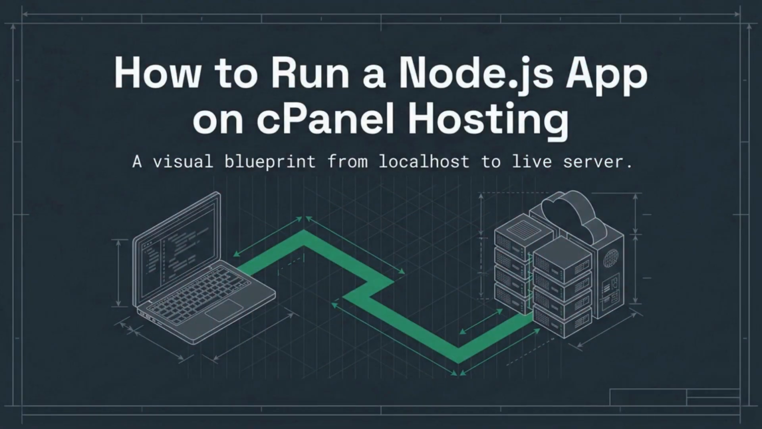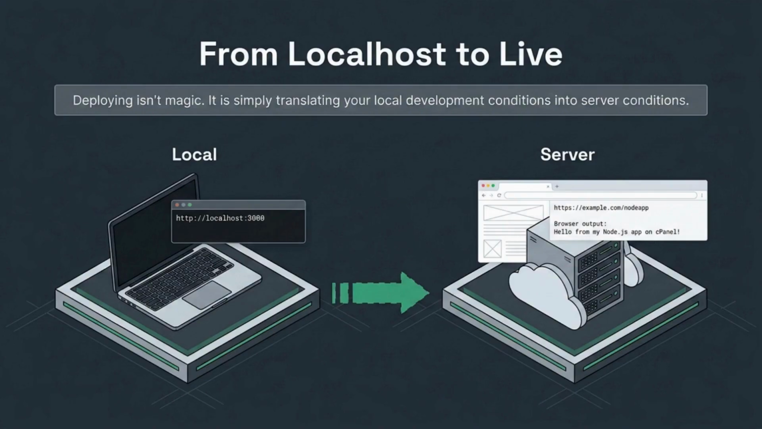Welcome to this visual blueprint on how to run a Node.js application on cPanel hosting. Today, we'll map out exactly how to take your project from a local development environment to a fully functioning live server. Deploying isn't magic, really. It is simply translating your local development setup into production server conditions. What works locally on port 3000 just needs a bit of tweaking to run smoothly on your live domain.